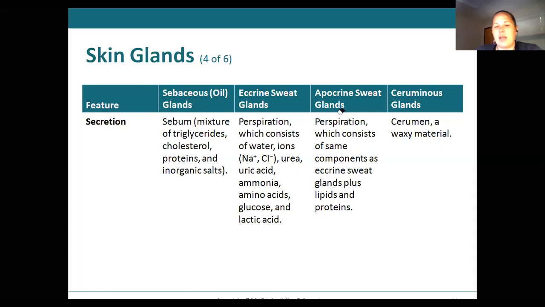So eccrine and apocrine both produce sweat, very similar components. The eccrine has all of these components, the ions and the uric acid, ammonia. The apocrine, again, maybe tends to be a little bit smellier.